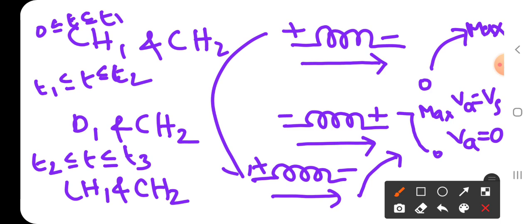Okay, next, at the end of this mode, that is at t is equal to t3, again the inductor has the maximum energy and is ready to discharge its energy. So while it is discharging, the current is decreased. So either we can turn off CH1 or CH2, but here I have to turn off CH2. When CH2 is turned off, D2 is forward biased.